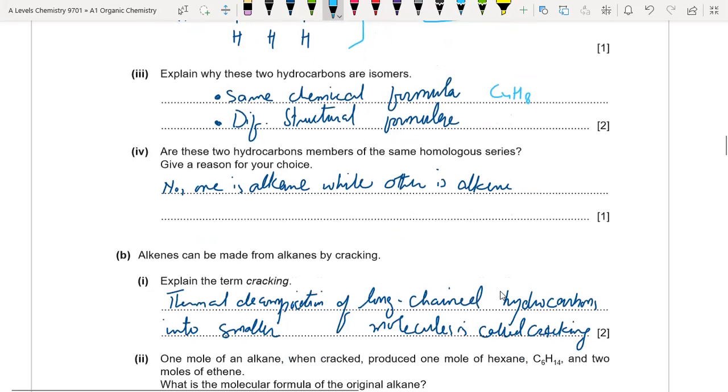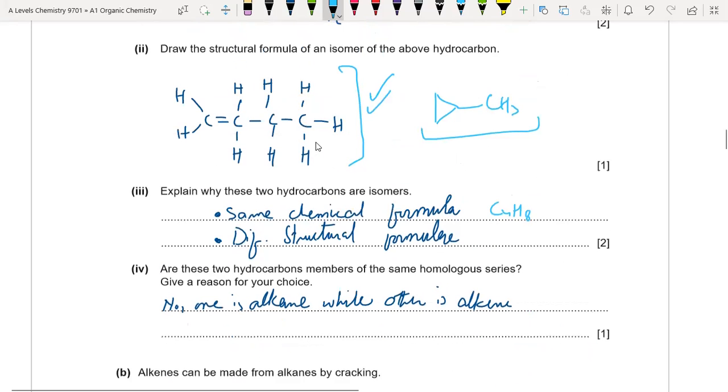Second part, are these two hydrocarbons members of the same homologous series? Give the reason for your choice. No. According to this statement, this is an alkene. One is an alkene while the other is an alkane. That cyclobutane is an alkane, cyclic butane.